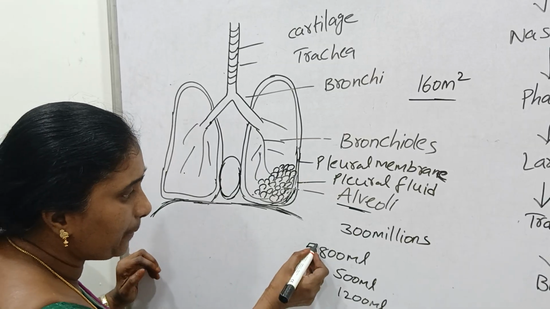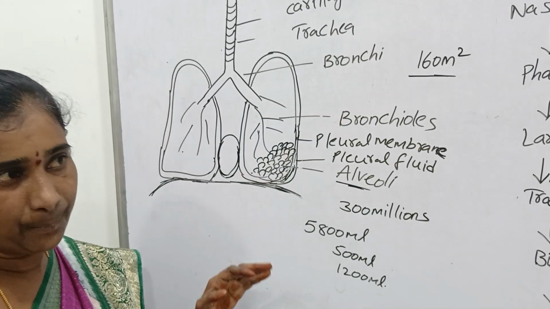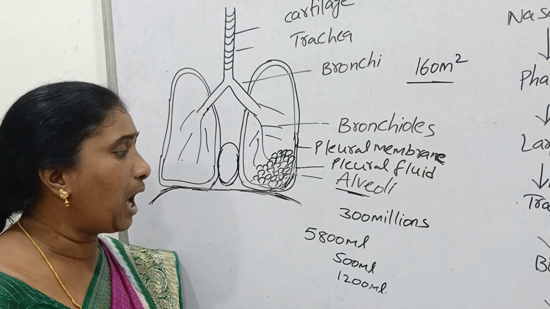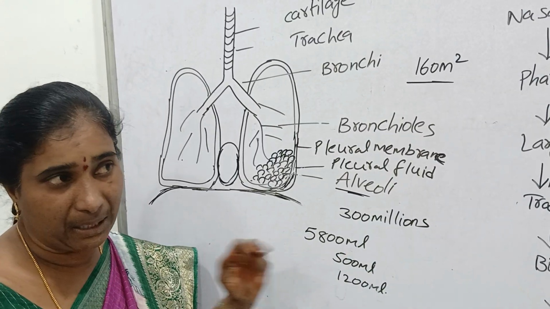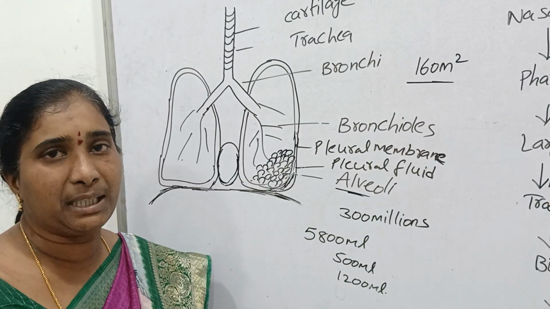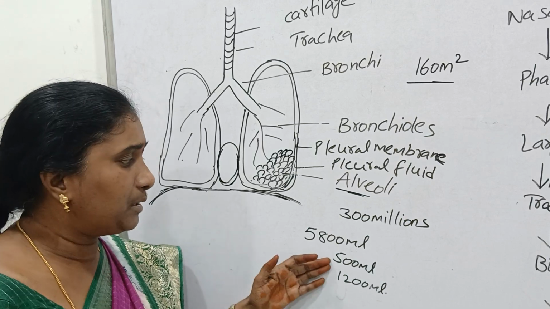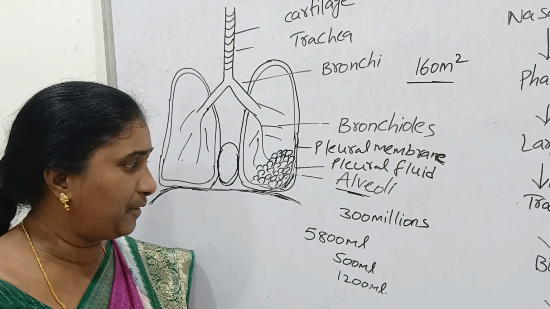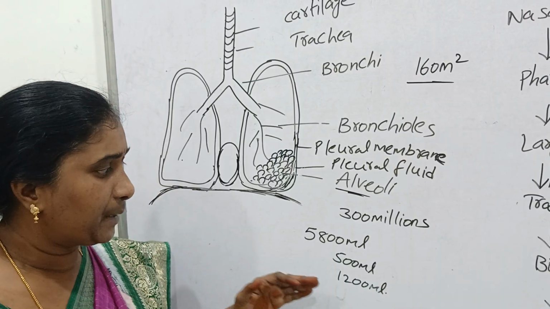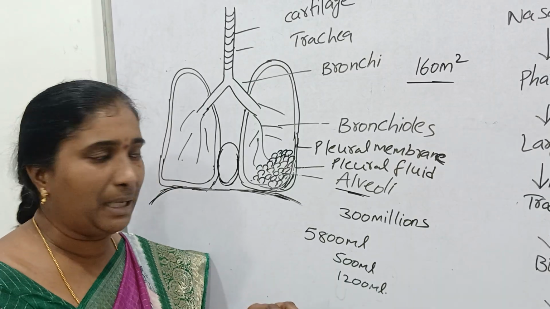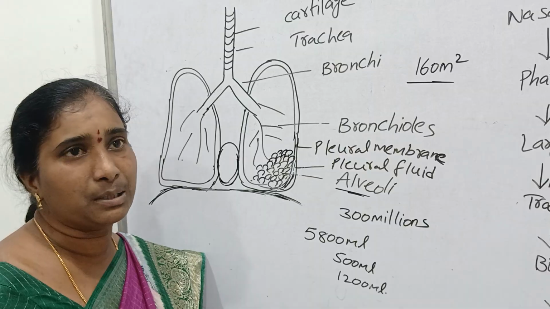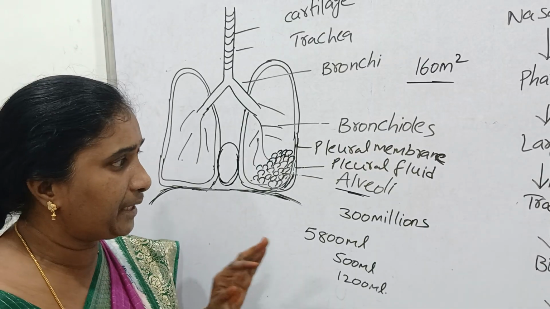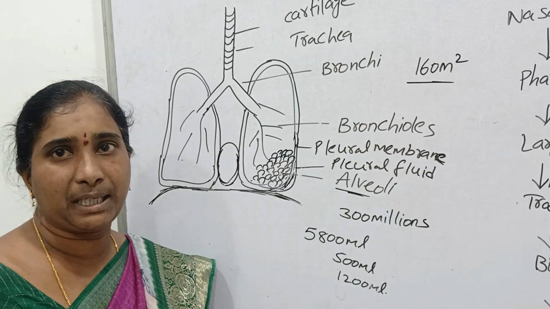Our total lung capacity is 5800 ml. People who are experts in yoga and meditation take long breaths and can take in 5800 ml of air. But normal people take only 500 ml of air in each inhalation and exhalation. We inhale 500 ml and exhale the same amount. But 1200 ml of air always remains in our lungs; it does not come out. So, this is about the human respiratory system.